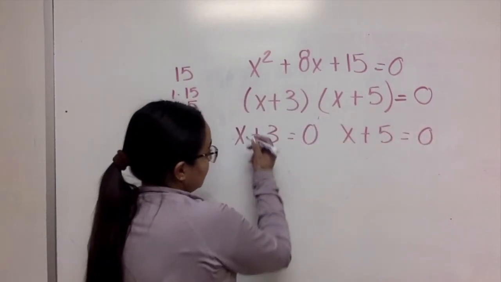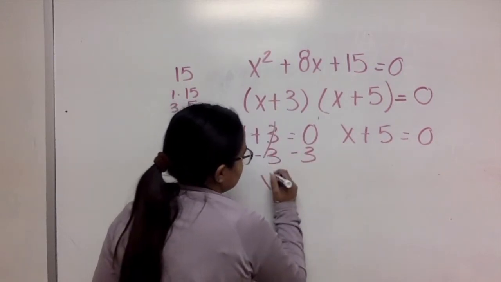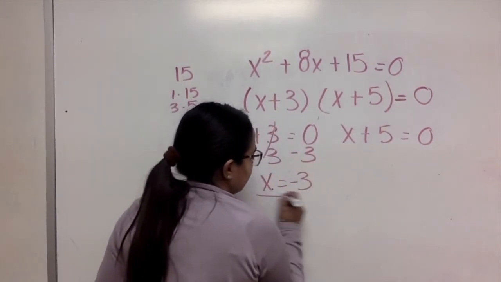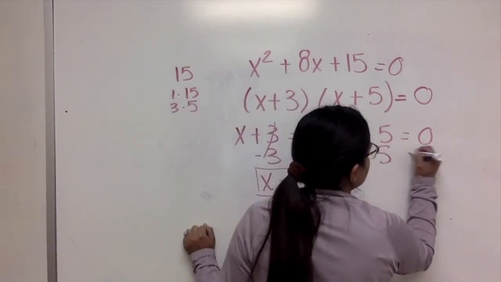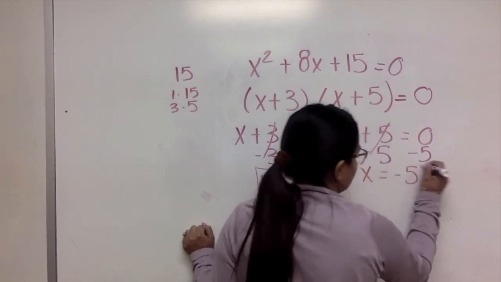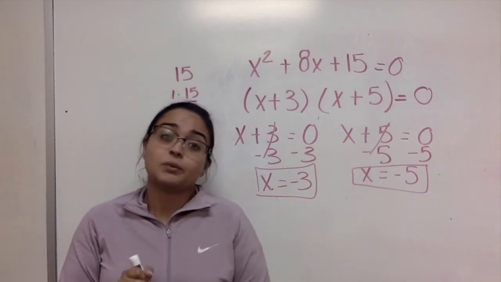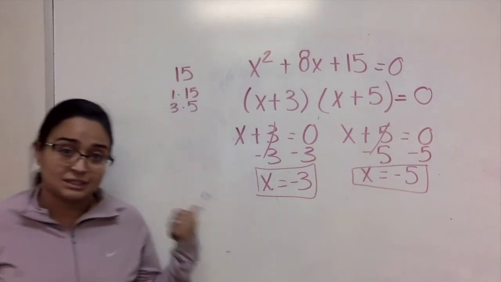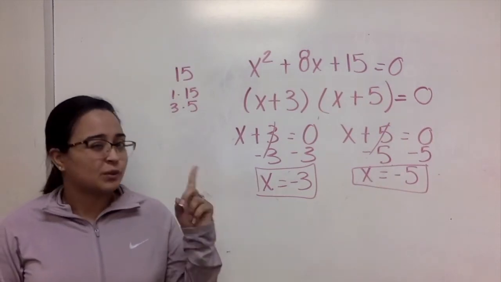Okay, so to get x alone, we're going to subtract 3 from both sides. x is going to give us negative 3, and this is one of our solutions. And we're going to do the same thing to this side to get x alone. It's going to leave us with x equals negative 5, and that is our second solution, meaning that we have two solutions for this quadratic equation. Okay, let's go over one more.